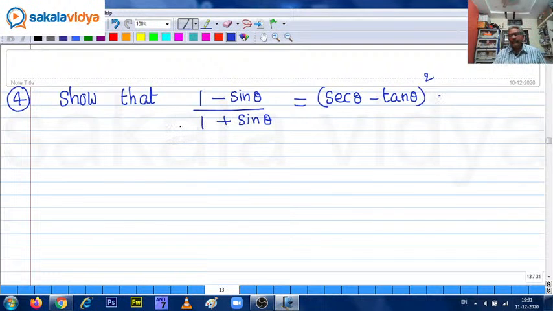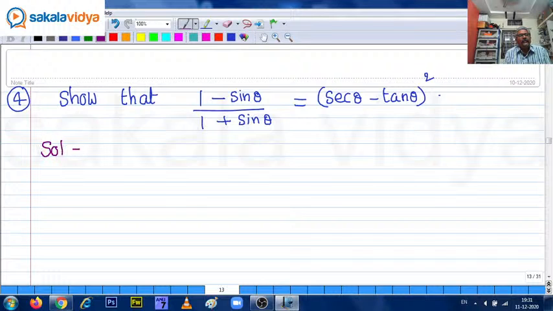Okay. Can you solve this problem? 1 minus sine theta by 1 plus sine theta equals to sec theta minus tan theta whole square. So instead of multiplying with 1 plus sine theta, this time you need to multiply with both numerator and denominator with same method, 1 minus sine theta. Okay, let us do it now.